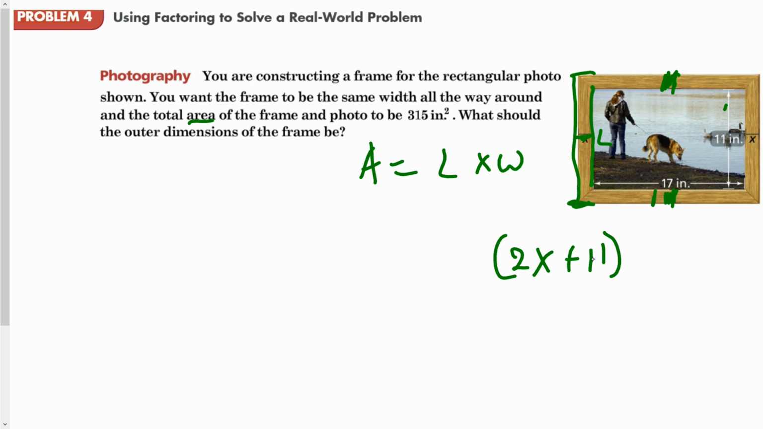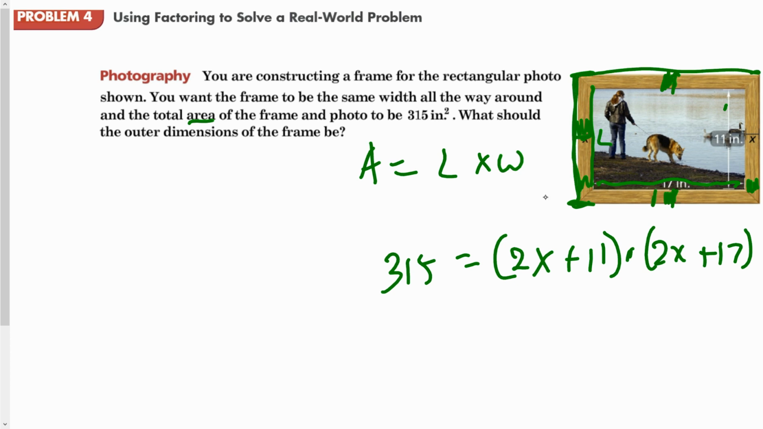And then my width is 17 inches for the picture, and then to add the frame is another x and another x, so that'd be 2x. So my width would be 2x plus 17. And we know that our area equals 315. So we want to know what these dimensions are from the outer frame. Okay, so what's the outer frame dimensions?